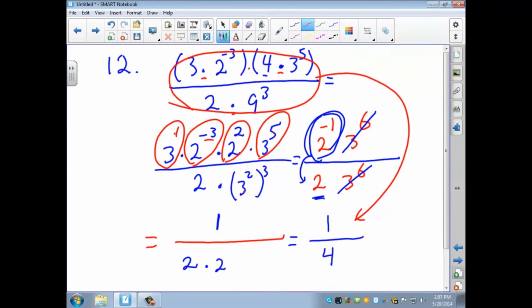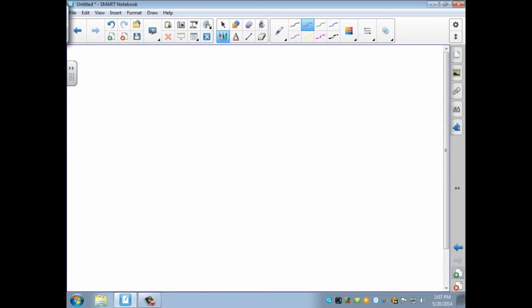Let's continue and do some other expressions to simplify. Now, instead of having real numbers, we're going to have a and b and x's and y's. So let's move on to problem 20. Problem number 20.